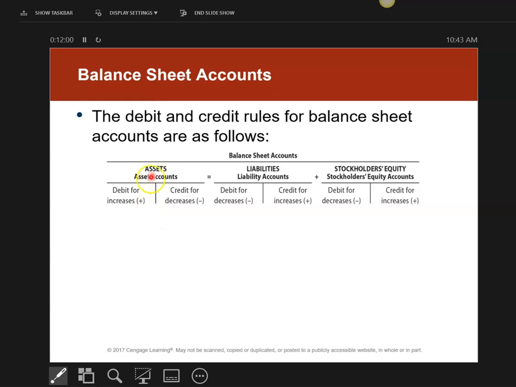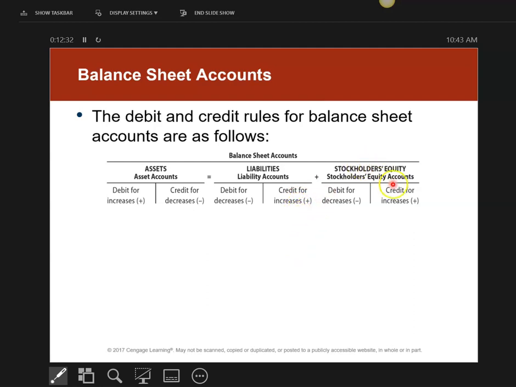So for all assets, a debit will increase, a credit will decrease. If you look at the rules of debit and credit, bottom of page 2, you will see that there. And the normal balance is always going to be on the increase side. We'll talk about that a little bit later. For any liability account, it's the opposite. A credit increases and a debit decreases. And the normal balance is always the increase side.